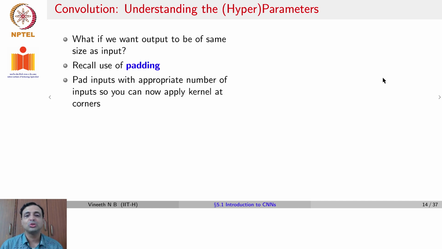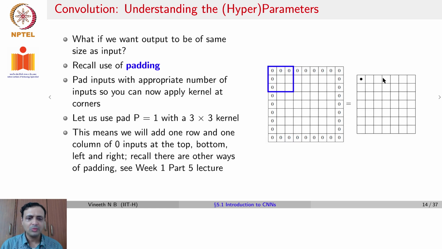We saw earlier that if we want our output to be the same size as the input, we do what is known as padding. In the first week, we also talked about a few different ways of doing padding. The simplest way to do padding is to add zeros along multiple rows and columns outside the image so as to extend the original dimensions of the image. So that way you can convolve even the boundary pixels.